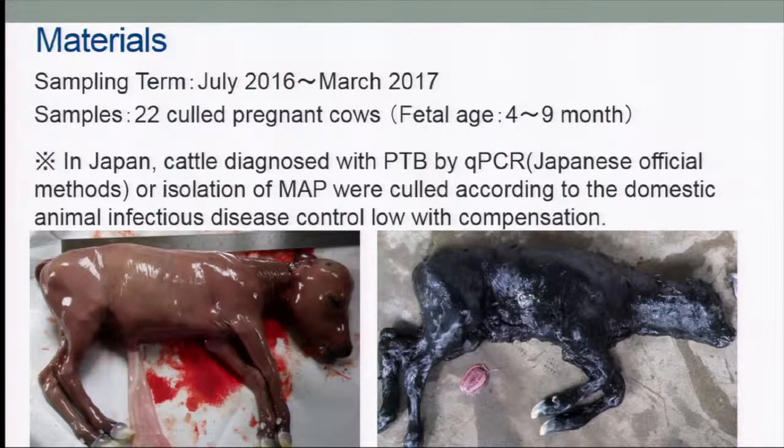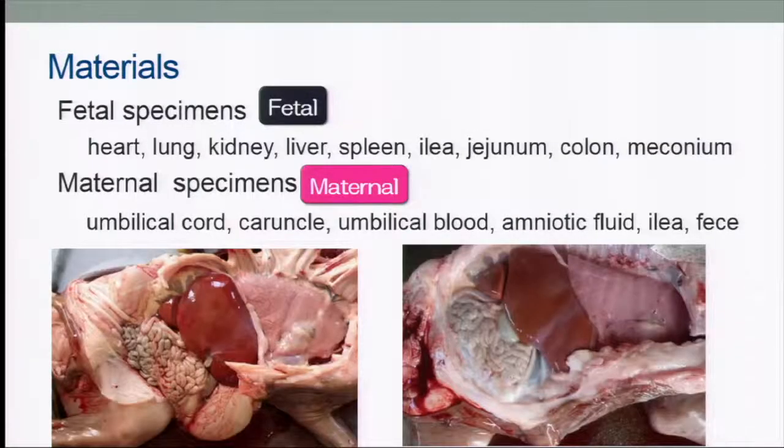In Tokachi District, Hokkaido, between July 2016 and March 2017, 22 culled pregnant cows were histopathologically examined. The fetal age was 4 to 9 months. The fetal specimens examined included the heart, lung, kidney, liver, spleen, ileum, jejunum, colon, and meconium. The maternal specimens included the umbilical cord, caruncle, umbilical blood, amniotic fluid, ileum, and feces.